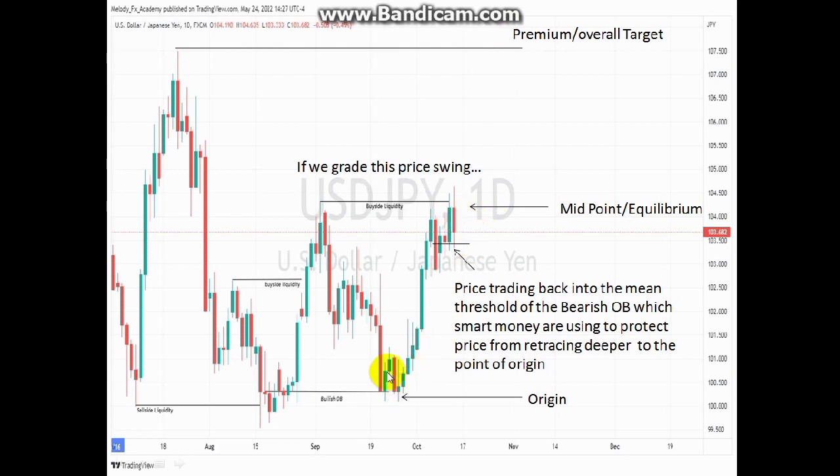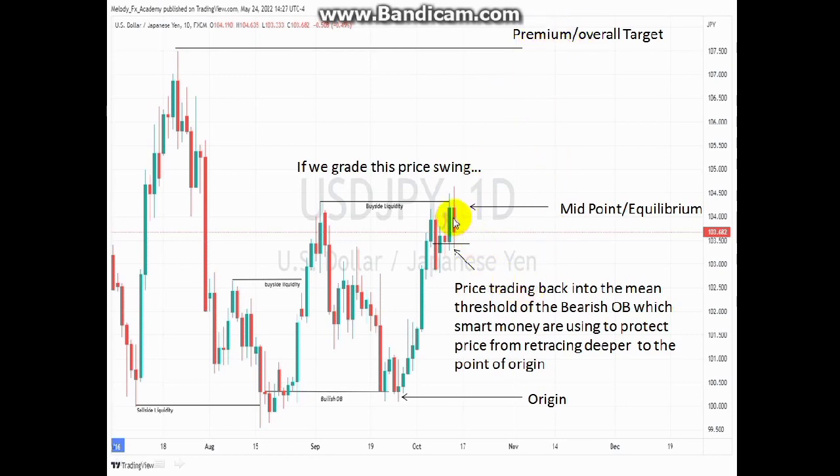So if price is going to reach for this old high right here, if smart money went long right here, they are not going to sell short. The price range from this as the origin, this being the midpoint, which is equilibrium, and our overall target as a premium.